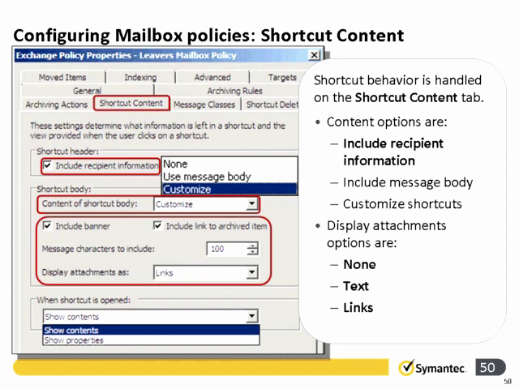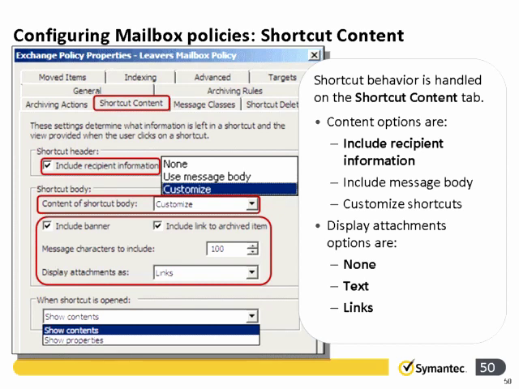Once you select Customize, the additional options under Shortcut Body will become available. If you select None or Use Message Body, you won't have the option to select Include Banner, Include Link, or set the characters setting or the Display Attachments As setting. So in our example, we're going to select Customize. So then we have the option to include a banner. This banner goes across the top of the shortcut, and it can display custom text, which we'll look at how to set up a little bit later.